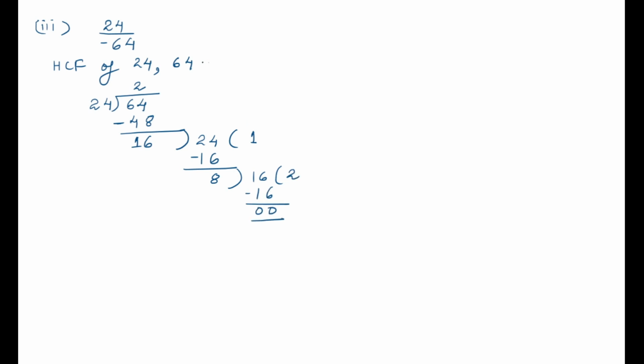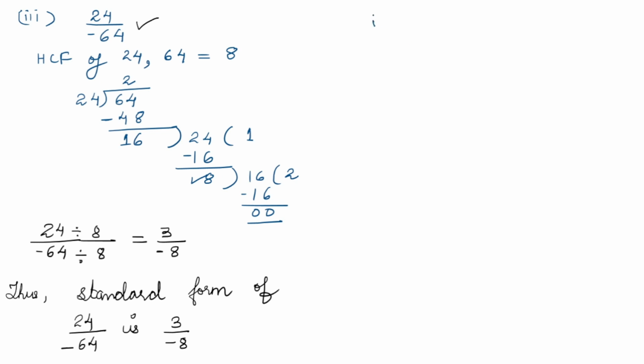So what is the HCF? The HCF of 24 and 64 is number 8 from here, right? Now take this number 24 by minus 64 and divide both its numerator and denominator by 8. So on dividing, you get here 3 and here you get, since there is a minus sign along, so it will be minus 8. So this is the standard form of 24 by minus 64.